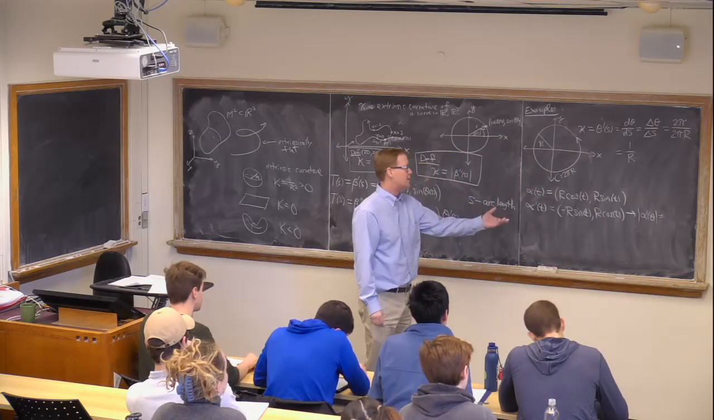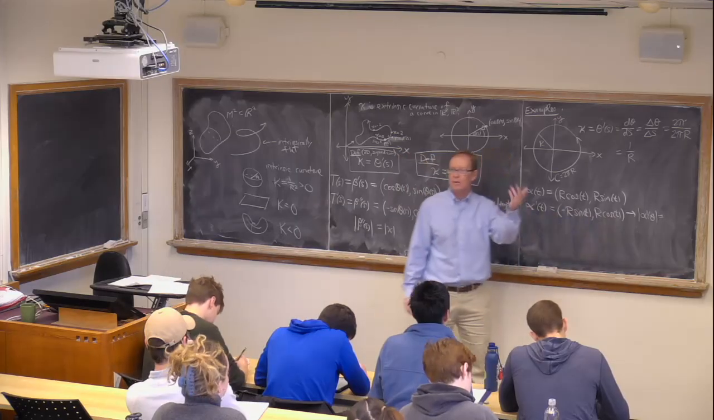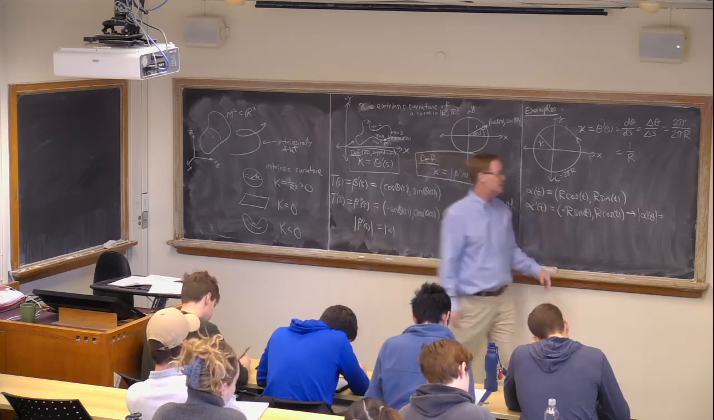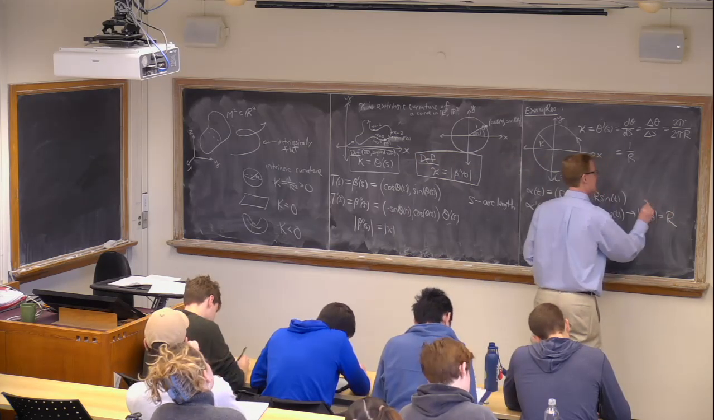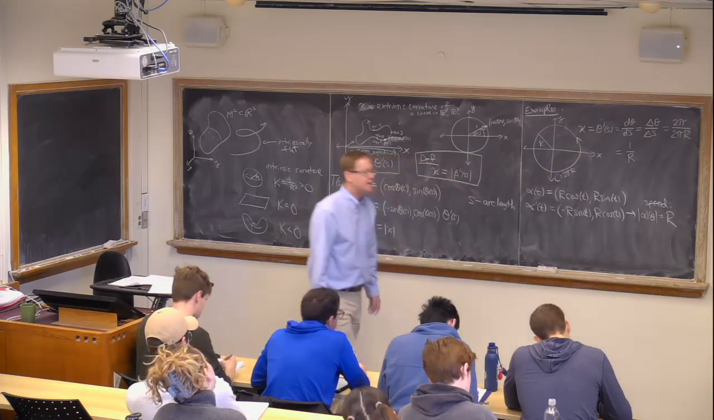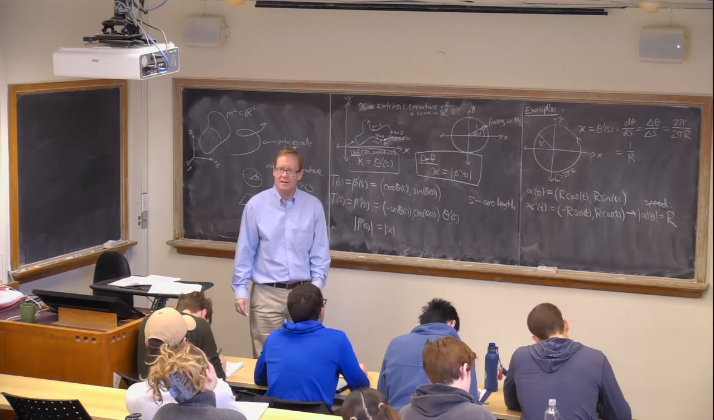And what is the length of this? Well, sine squared plus cosine squared equals 1. You guys know the rule of Pythagoras, right? The length of this vector is just r. So this is the speed, right? The speed of this curve is equal to r. So we're like, oh, I need to slow it down by a factor of r, right?